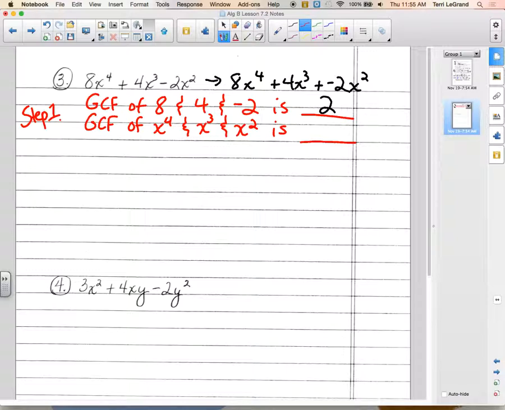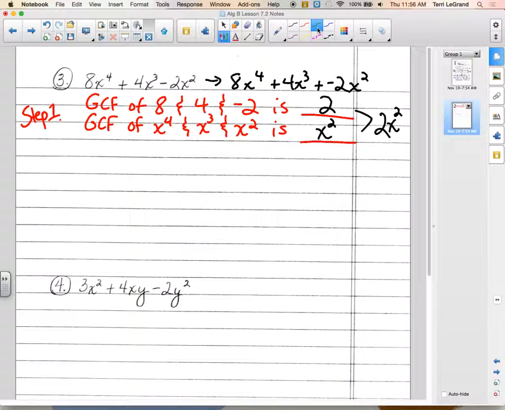Cameron? X squared. There are 2 factors of x in x squared. There are 3 factors of x in x cubed. There are 4 factors of x in x to the 4th. The most that you can take out of all 3 of them are 2 factors of x, so x squared. So this becomes a GCF of what? 2x squared. Okay, step 1, find the GCF. Anybody want to ask questions on that before we move on to step 2?